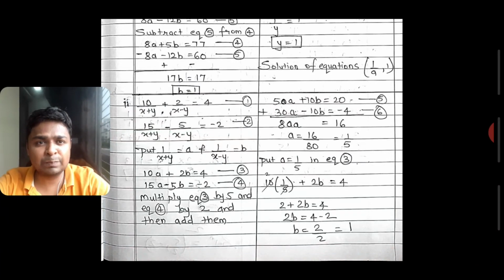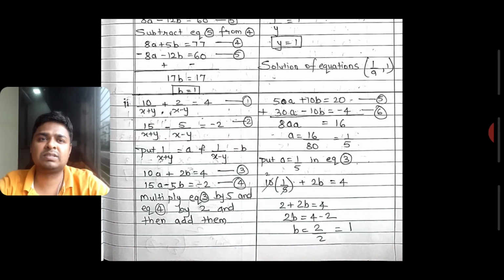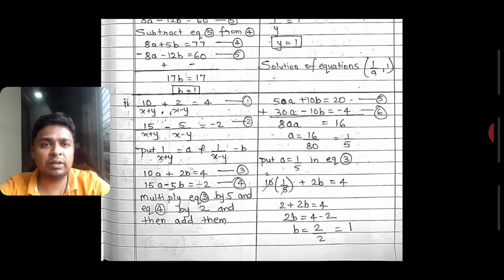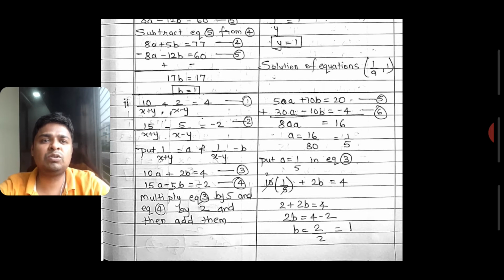You can see x plus y in both the equations and x minus y in both the equations. So instead of 1 upon x plus y, we can substitute a. Instead of 1 upon x minus y, we can substitute b. That becomes simpler for us to solve. And that's why we do it. And then we get two new equations. 10a plus 2b is equal to 4 and 15a minus 5b is equal to minus 2.